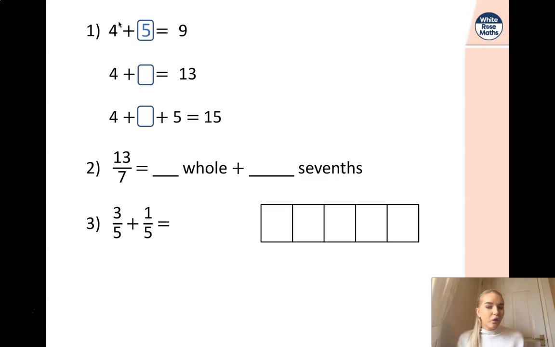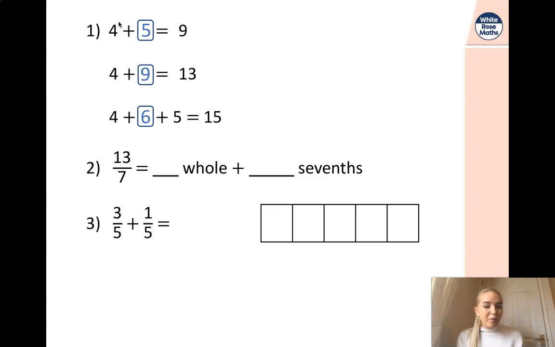For the next one, 4 add what gives us 13? Or we can do the inverse again. 13 take away 4 to find out that missing number, so the answer is 9. And finally, 4 add something, add 5, gives us the answer of 15. Well, if we work out 4 add 5, which we already know is 9, we can work out 9 add what gives us 15, and the answer is 6.